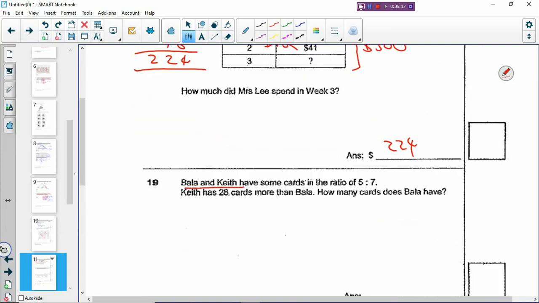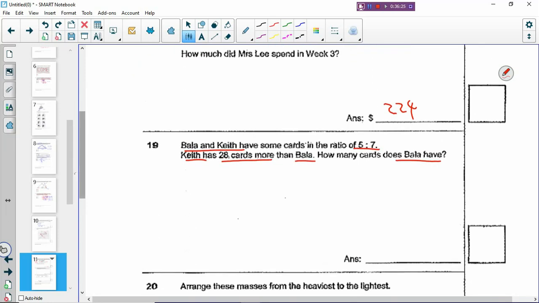Bala and Keith have some cards in the ratio 5:7. But Keith has 28 cards more than Bala. How many cards does Bala have? Important lesson here, even though it's a simple problem. If you are going to use ratio, then it's important that you not only put the ratio down, you also have a total there. Because many times, students are stuck when they don't have this total and they don't know what to do next, right?